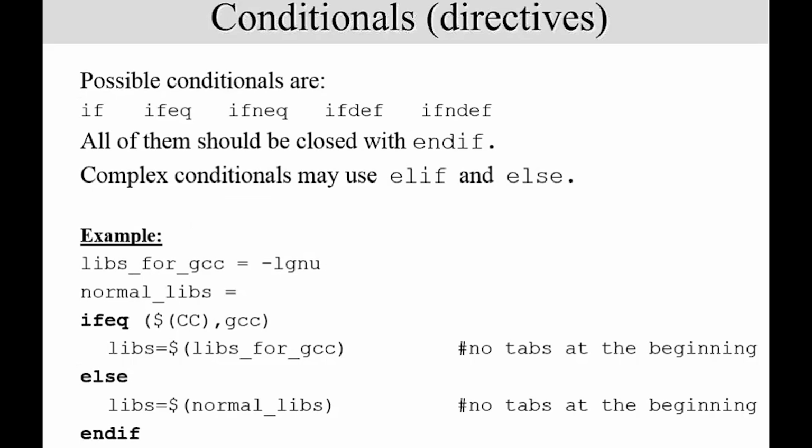And then we can also use conditionals to change the way that the makefile targets get executed. So we can specify specific things, and then the possible conditionals are ifeq, ifneq, ifdef, and ifndef, and all of them should be closed with an endif. And then for the complex ones, you can use elif or else.